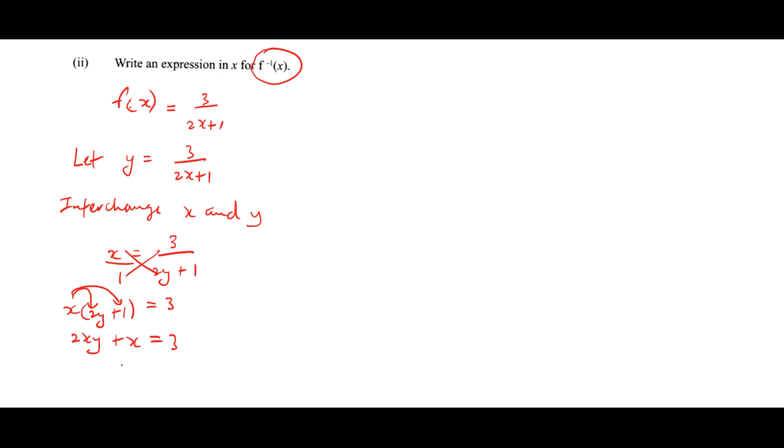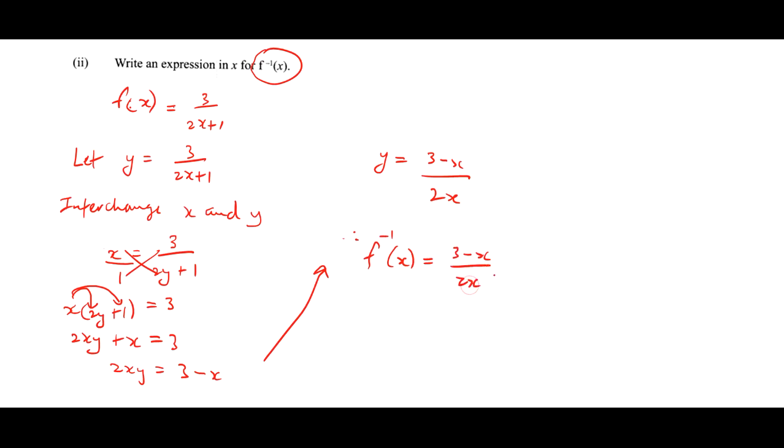Right. So 2xy is equal to 3 minus x. So we want to make y the subject. So y is equal to 3 minus x all over 2x. Therefore, the inverse function f is equal to 3 minus x all over 2x.